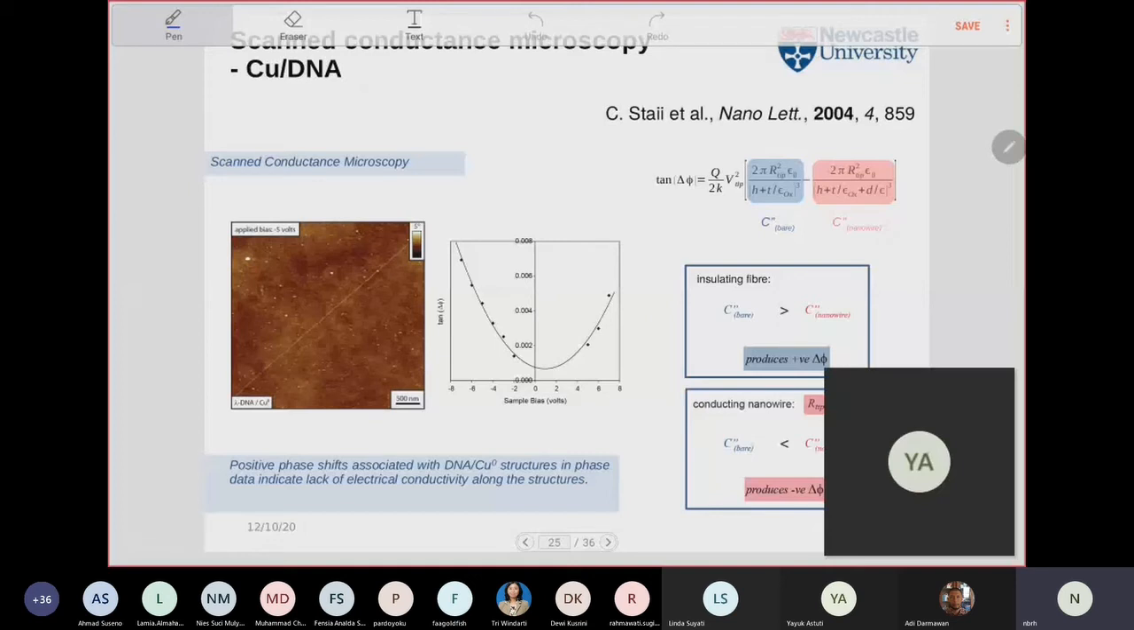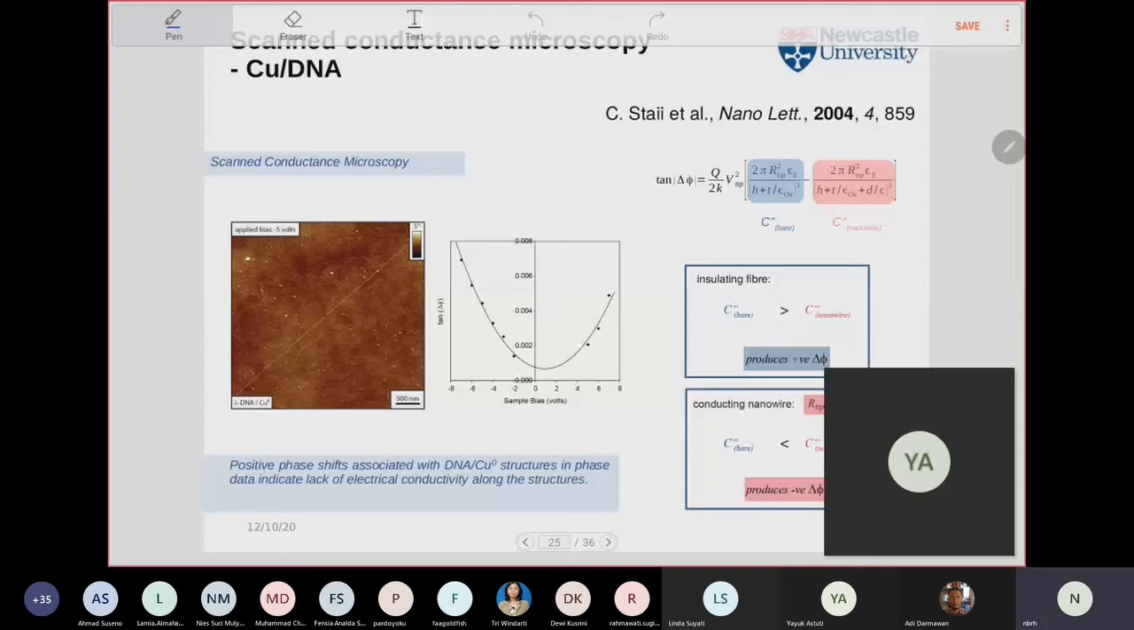And it turns out, if you work through a reasonable model, so the paper by a group of authors from the US in 2004 worked out reasonable models for what this phase angle should be for different situations. And there comes to two terms, one corresponding to the capacitance of a tip above the bare substrate, and the other in pink here corresponding to the tip above the nanowire. And it turns out that for an insulating nanowire, the capacitance above the bare substrate is always larger, and you always see a positive phase shift.